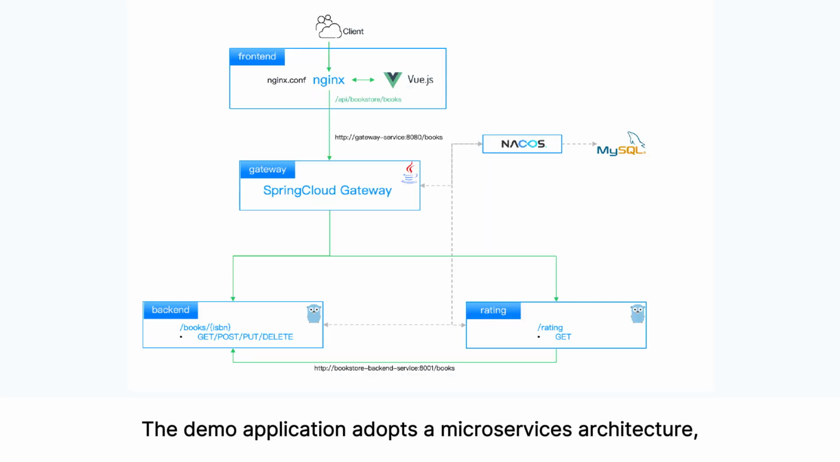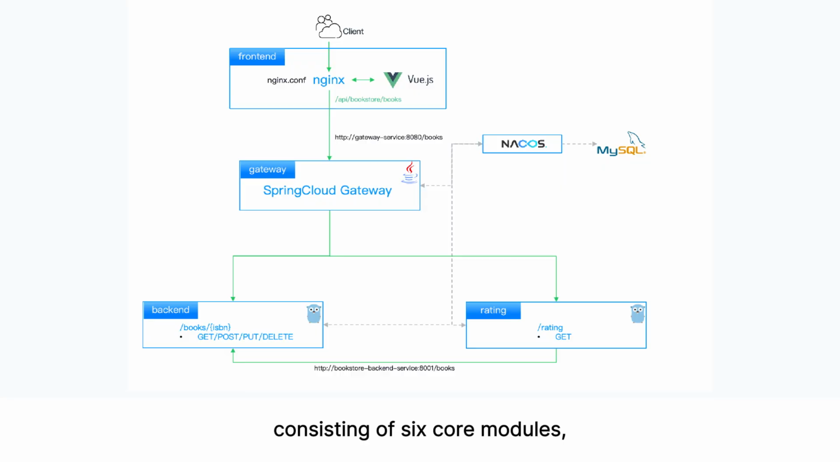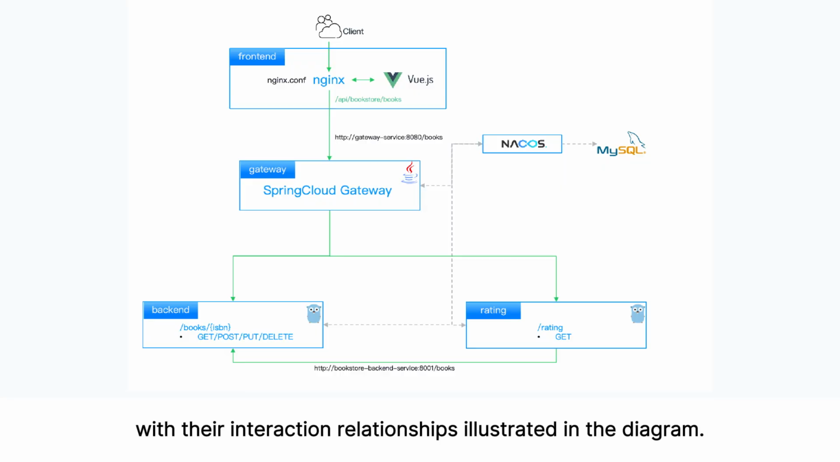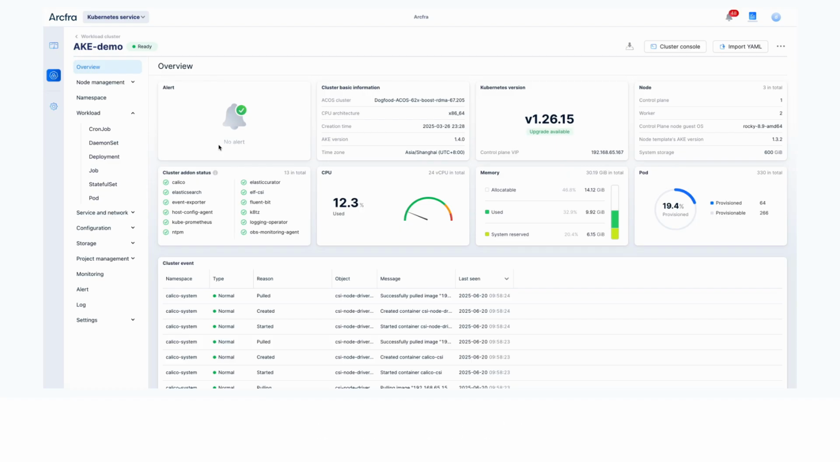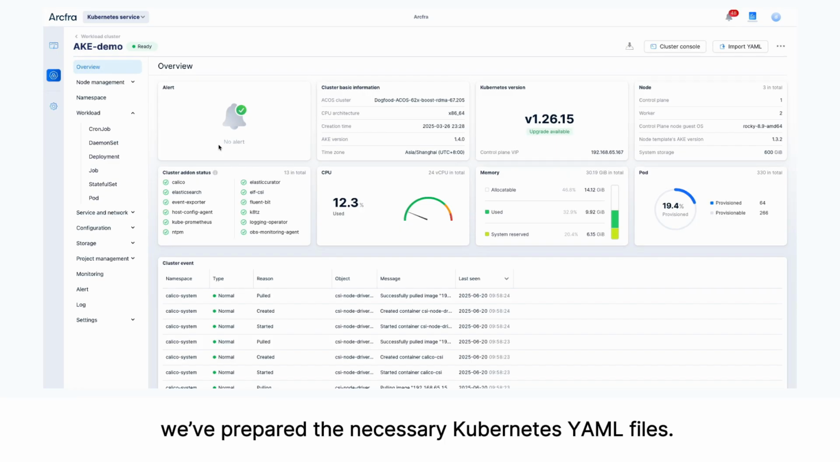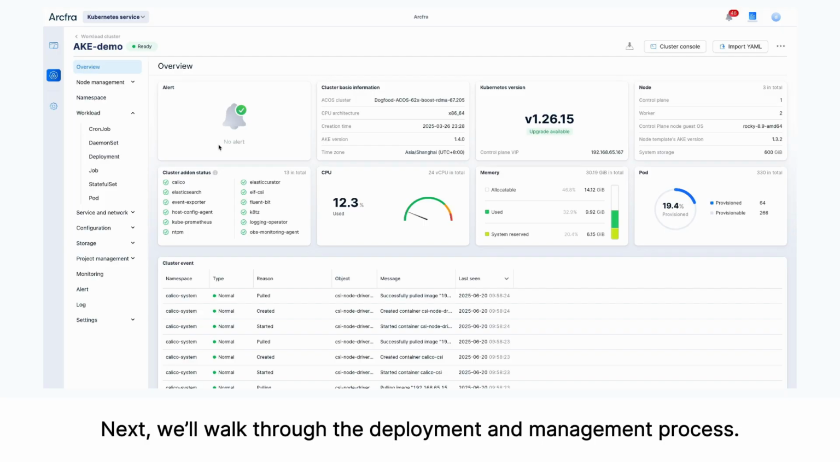The demo application adopts a microservices architecture consisting of 6 core modules, with their interaction relationships illustrated in the diagram. Before the demo begins, we've prepared the necessary Kubernetes YAML files. Next, we'll walk through the deployment and management process.